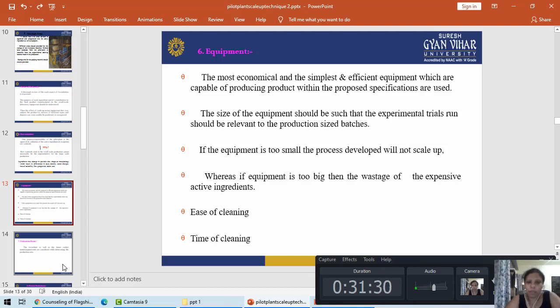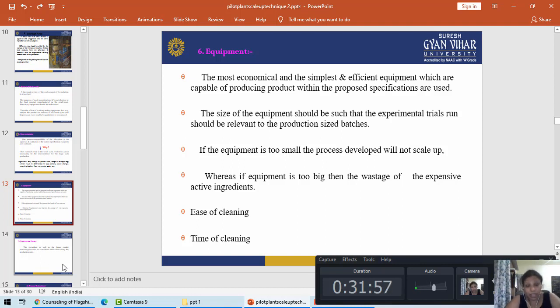Next is the equipment. The most economical, simplest and efficient equipment which is capable of producing products within the proposed specifications is used. So we should focus on economical and simple equipment, but if we need, we can modify it. The size of the equipment should be such that the experimental trials run are relevant to the production size batches.